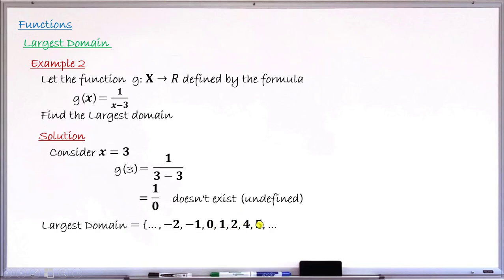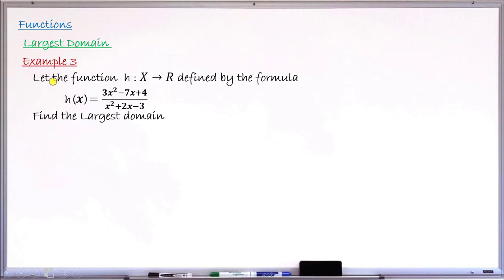Then 4, 5, any other value, any other real number with the exception of 3 can have an image in this very function. So which means my largest possible domain will now be all the real numbers with the exception of this number 3. Let's just take one more example.